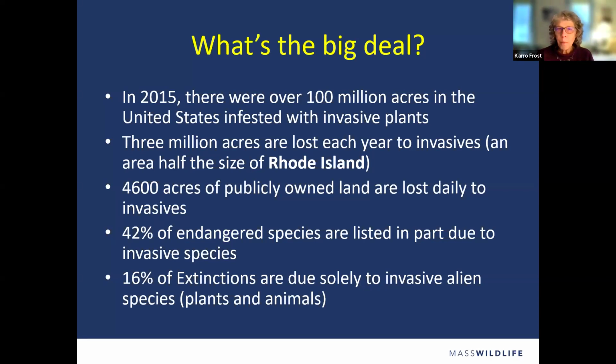We lose 3 million acres every year, which is about half the size of Rhode Island. That's a lot of land. We lose a lot daily, just publicly land that gets invaded. And one of the things that's near and dear to my heart, 42% of endangered species are listed in part because of invasive species impacting them. And 16% of rare plant extinctions are due solely to invasive alien species, both plants and animals coming in. That's a lot. That's really scary.